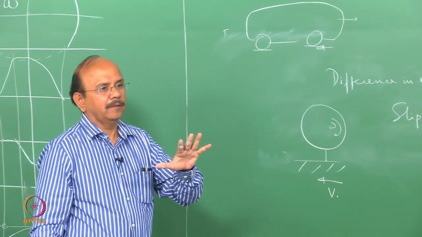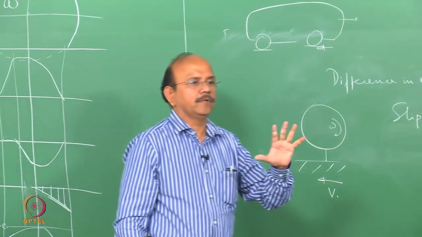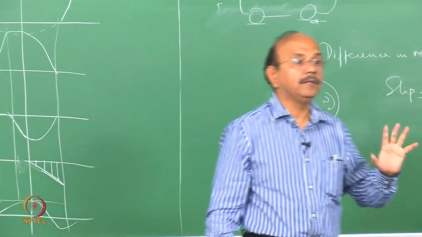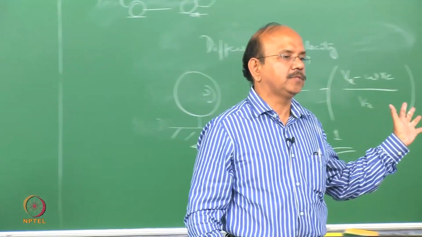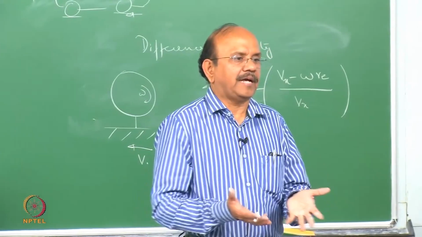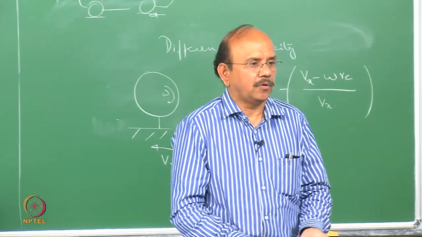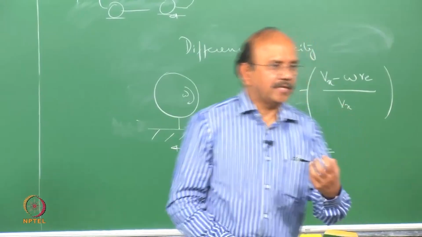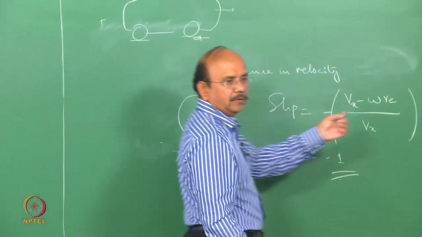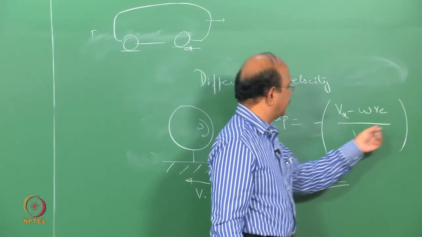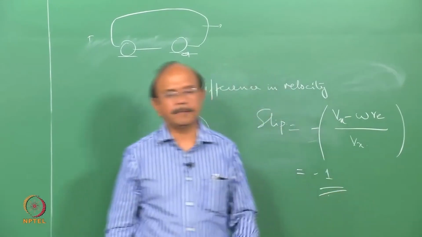worst condition, my wheels stop rotating. That doesn't mean, you would have seen severe braking conditions, that the vehicle immediately comes to a halt, right? So the worst condition is omega is equal to 0, in which case this becomes -1.